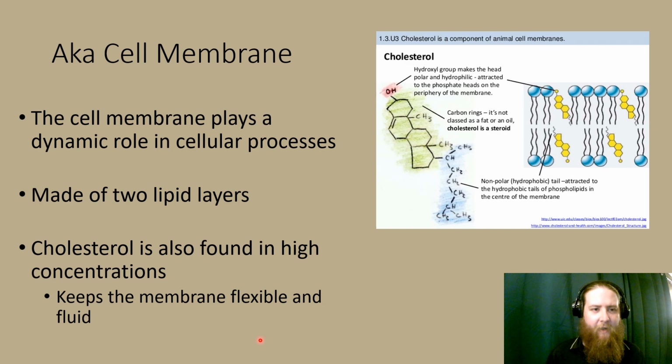It plays a very dynamic role in cellular processes. It's made of two lipid layers, the outside layer and the inside layer. There's also this yellow molecule here, which is cholesterol, and there's a lot of cholesterol in the cell membrane, especially in animals. This keeps the membrane flexible and fluid.